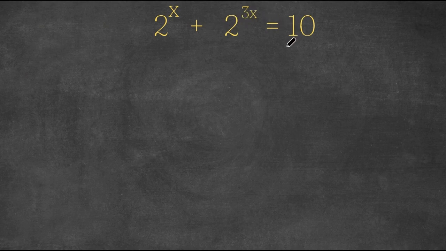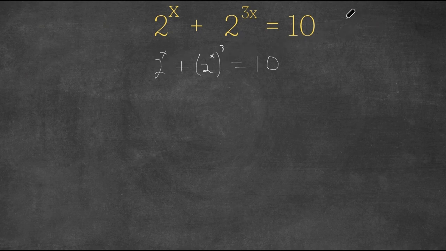And what we're going to do first is rewrite this equation. We're going to write this as 2 to the power of x plus 2 to the power of x to the power of 3, because remember, when we have something like this, this is equal to x times 3. We multiply the exponents, so we're simply reversing that. And this equals 10.